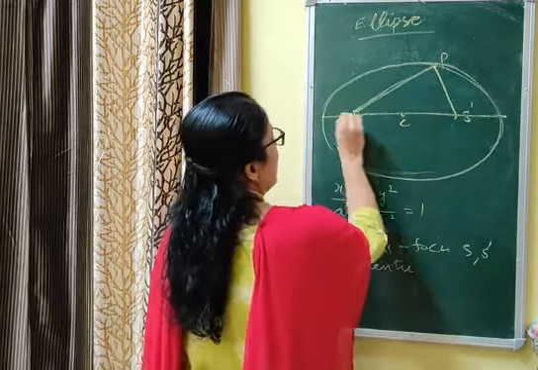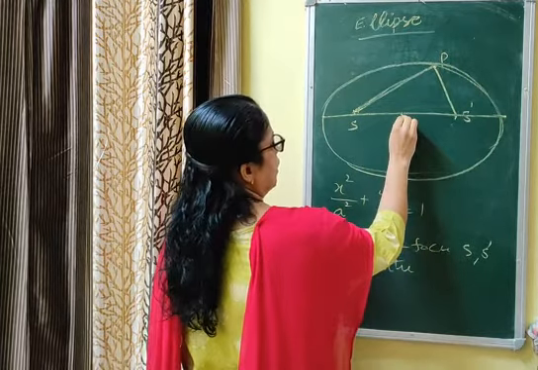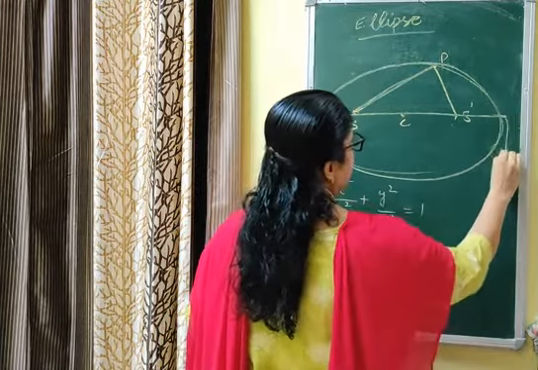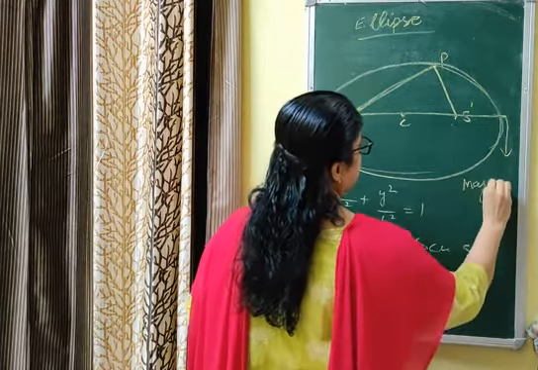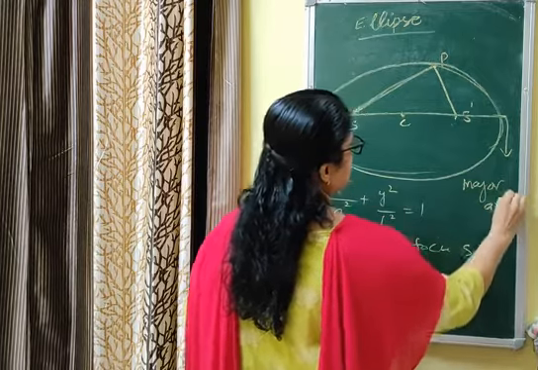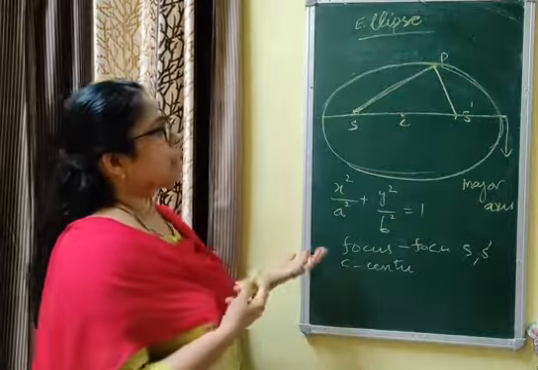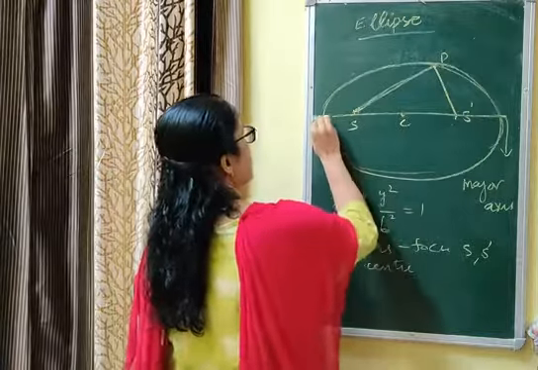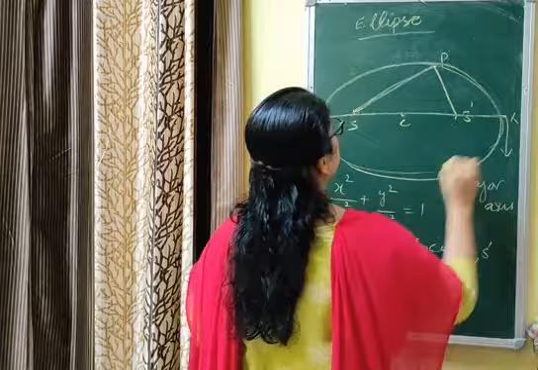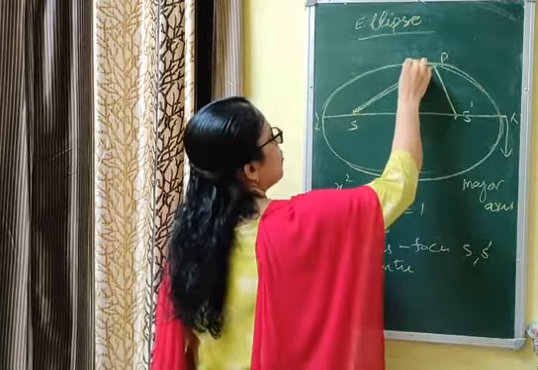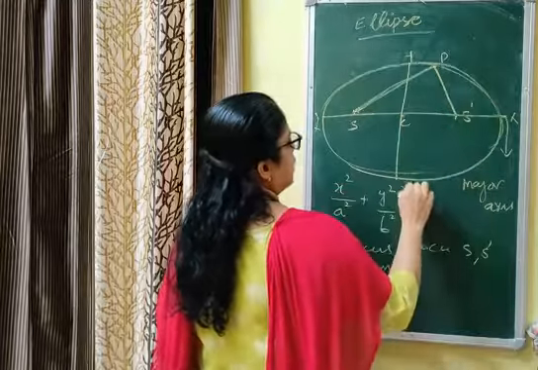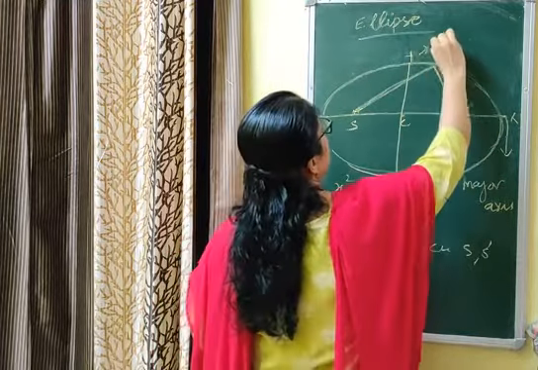The line passing through the focus as well as the center is called the major axis. Then you can ask a question, which axis is to be taken as major axis? That I will tell you later on. This is X dash, this is X. Now, the line passing through the center perpendicular to the major axis, this is the y axis, that is the minor axis.